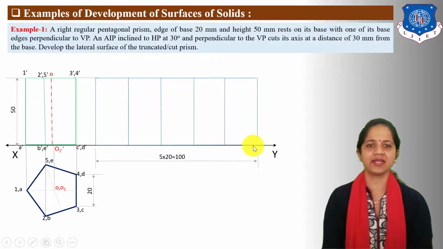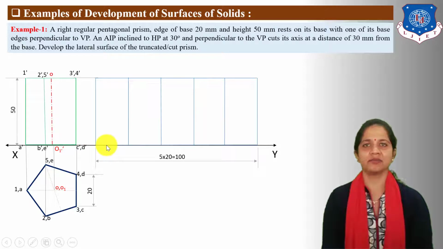Here this line indicates the base of the pentagonal prism and this line indicates the top face of the pentagonal prism. In development, mark points in capital letters. So here mark base points as A, B, C, D, E and A. In development, first and last edges are always the same. Next mark top face pentagon points as 1, 2, 3, 4, 5 and 1.